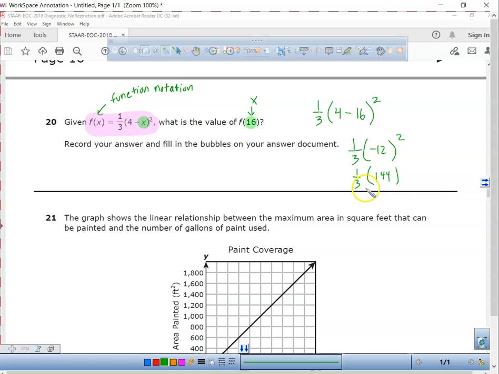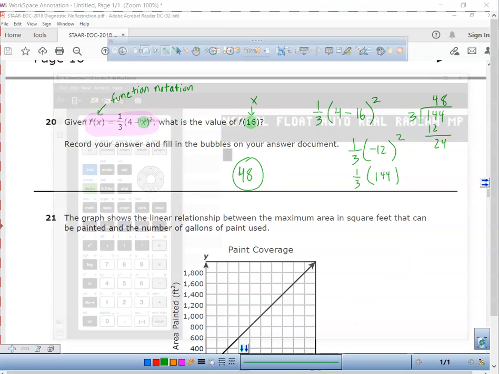And then we have to take 1/3 of 144. And what is 144 divided by 3? What'd you guys get? All right. That goes into it 4 times. All right. 3 goes in 24 8 times. And yes, the answer is 48.